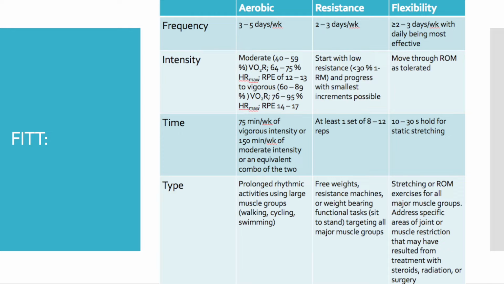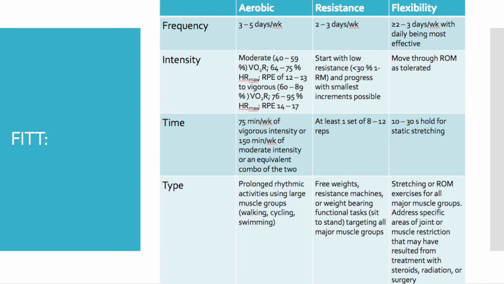Frequency for aerobic activity is 3 to 5 days a week. Resistance training, 2 to 3 days a week. Flexibility, 2 to 3 days a week, with daily being most effective. For aerobic training, intensity should be kept to moderate to vigorous. As for resistance training, they should start with low resistance, less than 30% of their 1 repetition maximum, and progress with smallest increments possible. As for flexibility's intensity, they should move through the range of motion that is tolerated.